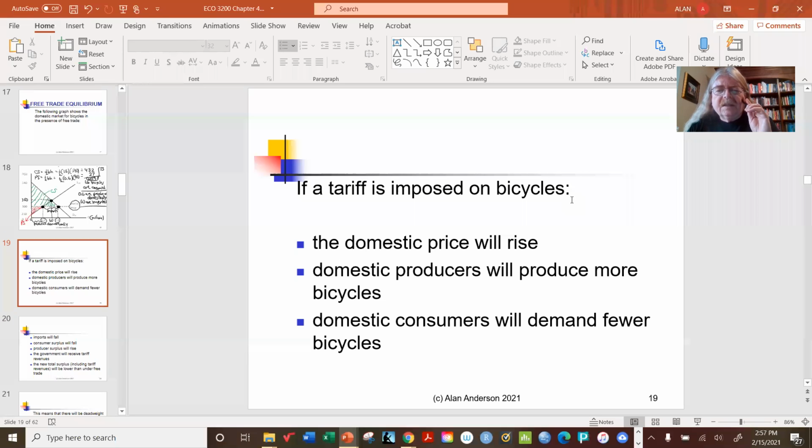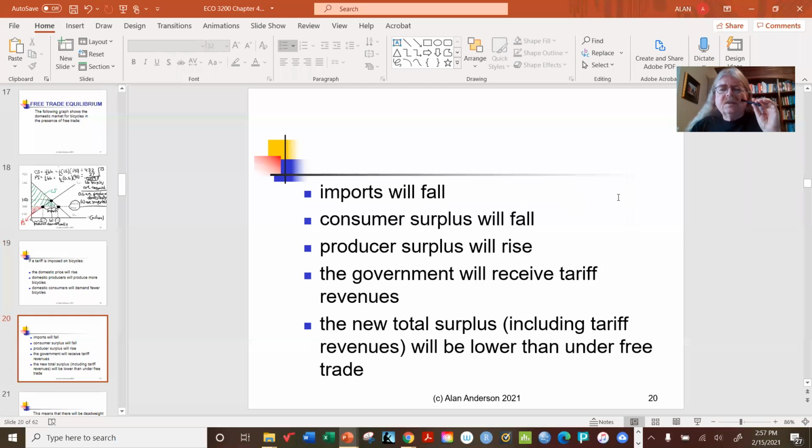So ultimately, what will happen is the domestic price will rise. Domestic producers will make more bicycles, but consumers will demand fewer bicycles. Okay, the price will be artificially increased. So the producers can make more bikes, but consumers will buy fewer of them. And in addition, we'll buy fewer bicycles from abroad. Consumer surplus will fall probably by a considerable amount. The producer surplus will go up by some amount. And the government will actually receive tariff revenues. Those tariffs, those taxes are actually going to the pocket of the federal government.